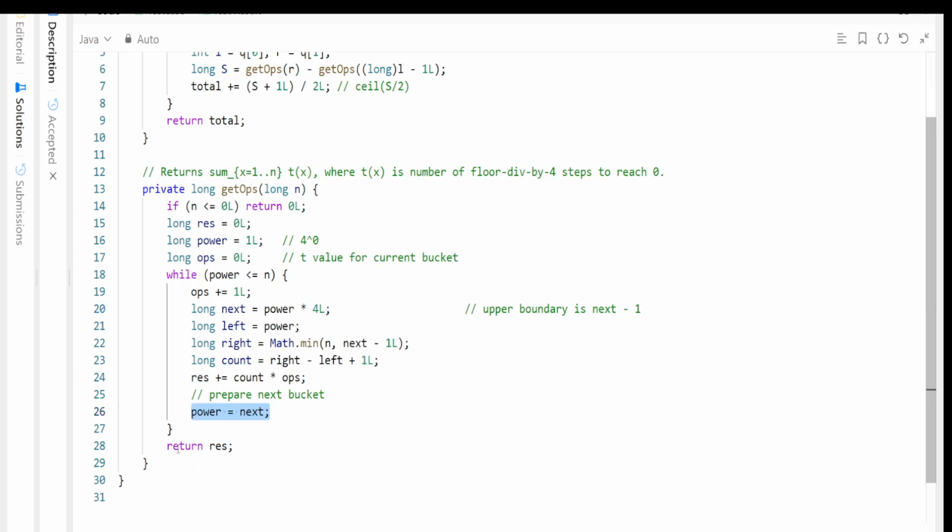And that's why when we find the left and right, it is easy to find the count. Once you find the count, you just need to multiply it with the ops and you will return the res. Okay, so that's what I have.